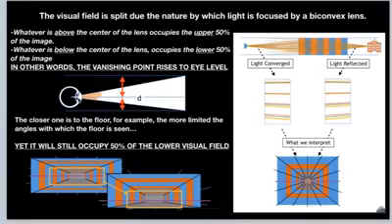So the vanishing point is essentially this non-refracted central point within the lens. The closer one is to the floor, for example, the more limited the angles with which one views the floor, yet it will still occupy 50% of the lower visual field. So does that make sense? Because I don't want to move on.